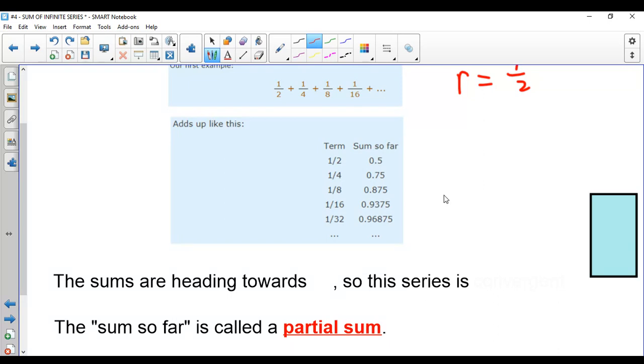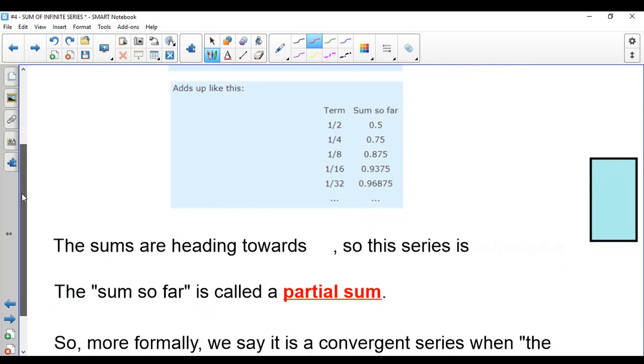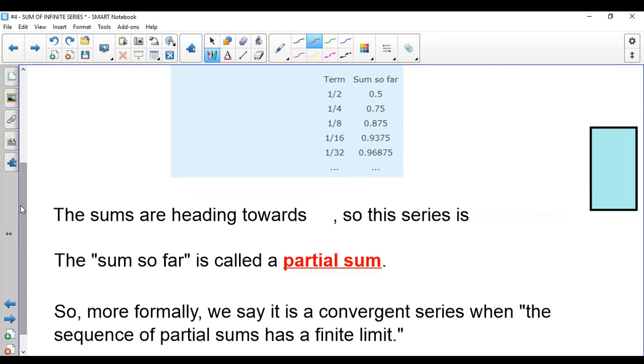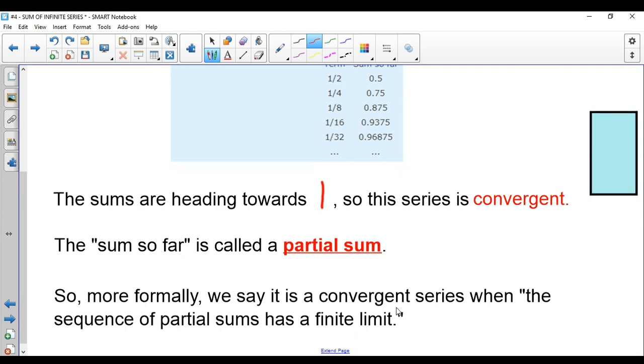So I hope that you can see, and if you really don't at the moment, you can keep adding some more. Add in a 64th, add in 1 over 128. Keep doing that. You'll see that the sums are heading towards 1. So this series, therefore, is what we call convergent. It is convergent towards one, or has a finite limit is another way that we can say that.